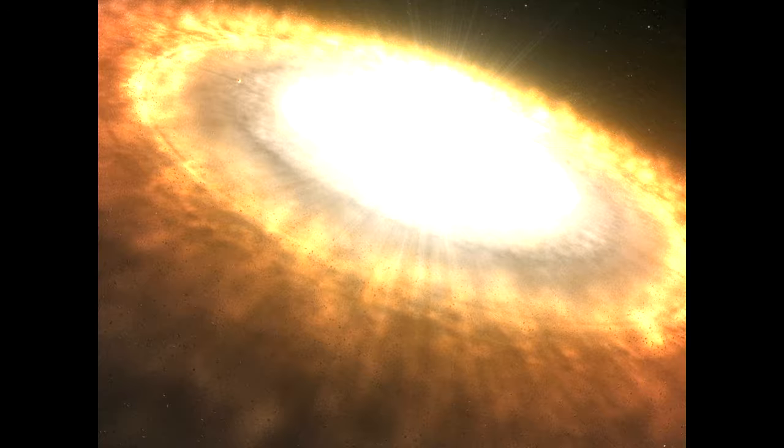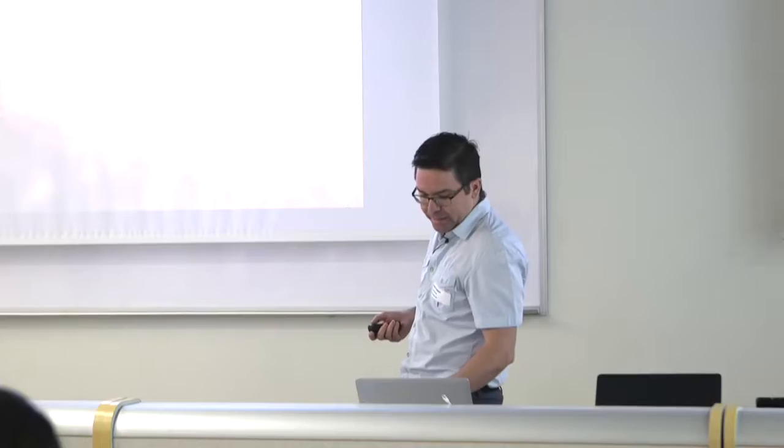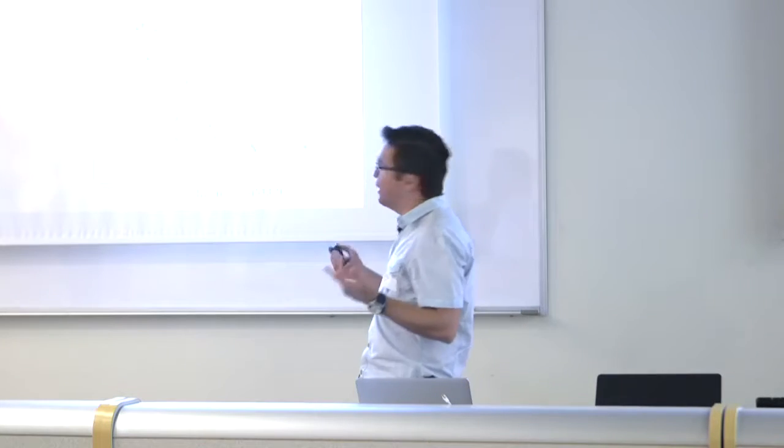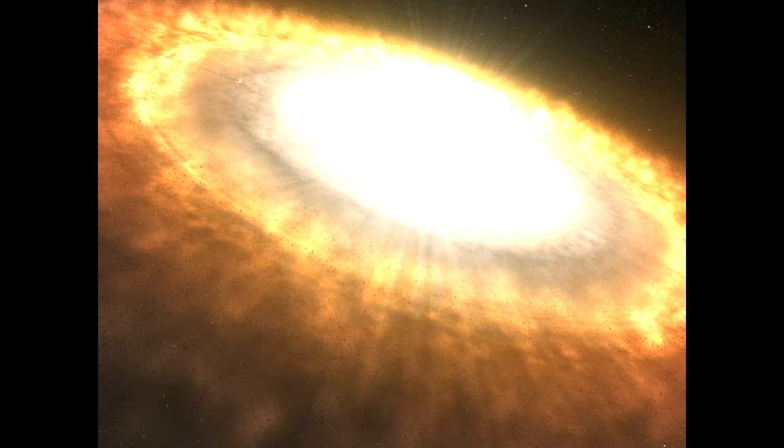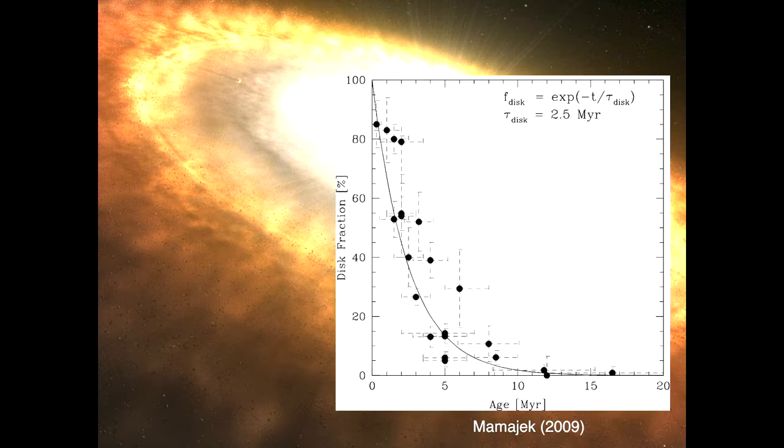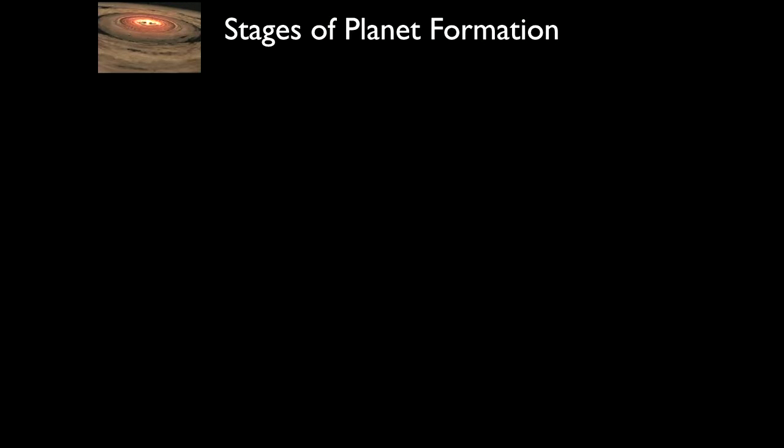So you know already from the previous talks that planets form in disks, and these disks typically last a few million years, maybe less than 10 million years. So basically the gas disk lifetime is short, and much of the planet formation happens during these first few million years. So let's take a look at the stages of planet formation.